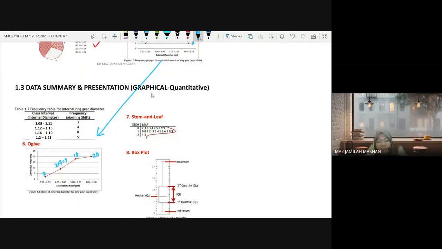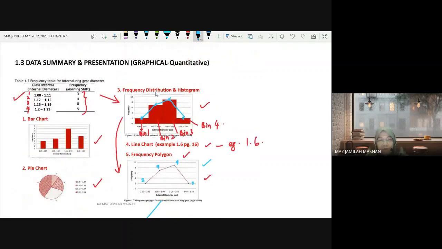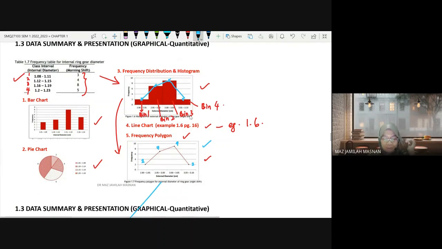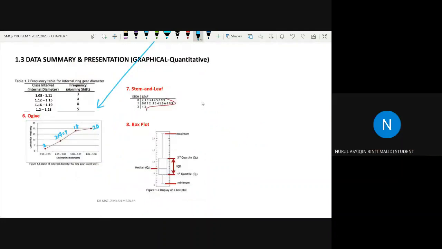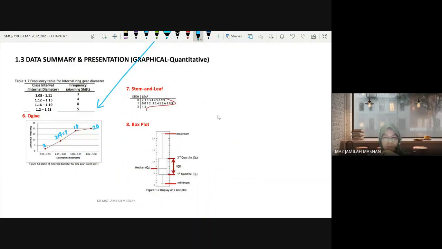Clear, class? Just to give you the idea first. Later we will see how we can use our Excel to generate all this, at least part of the charts. Any questions so far? No, madam. Okay, thank you.